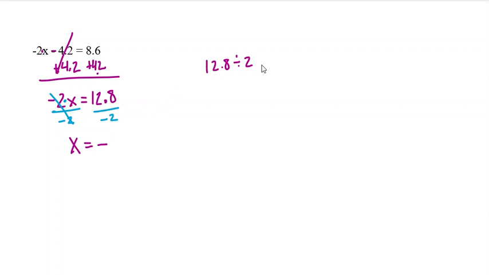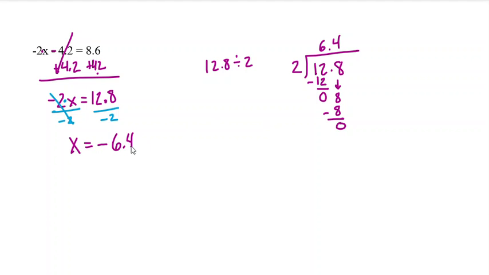Now what's 12.8 divided by 2? We can do long division. 2 goes into 1, 0 times. 2 goes into 12, 6 times. 6 times 2 is 12. Subtract, we get 0. And then bring down the 8. 2 goes into 8 4 times. 4 times 2 is 8. Subtract, and we get 0 again. So 6.4. Now you probably could have done that in your head, and that's okay with me.